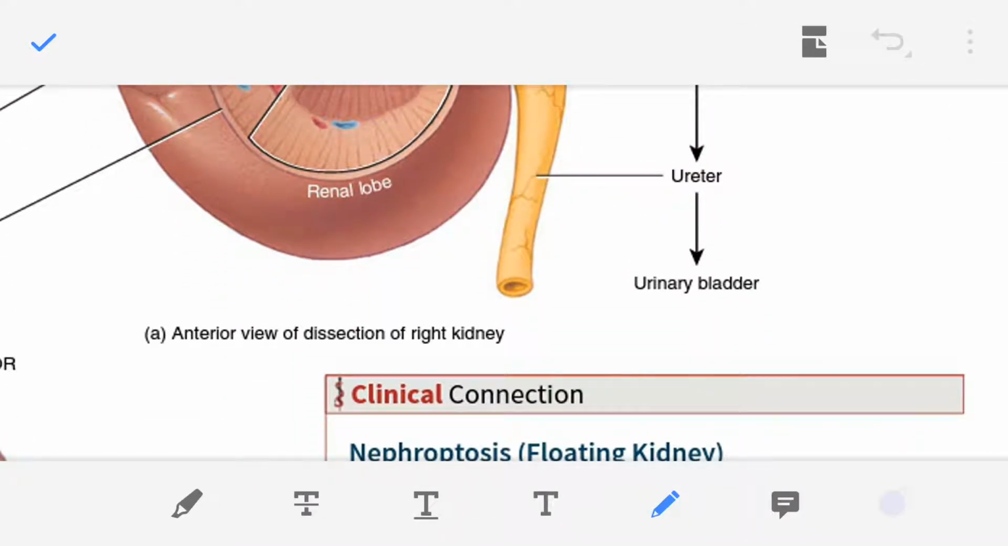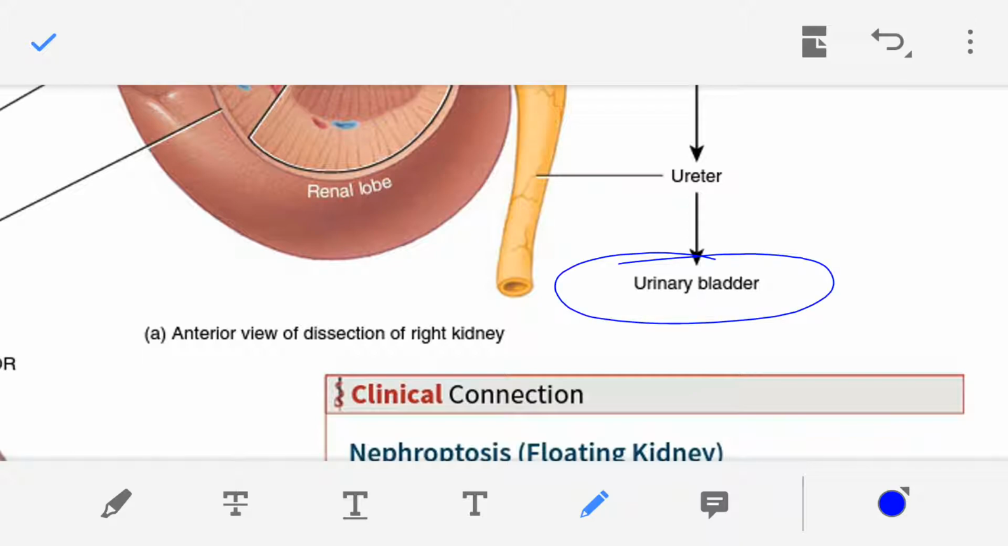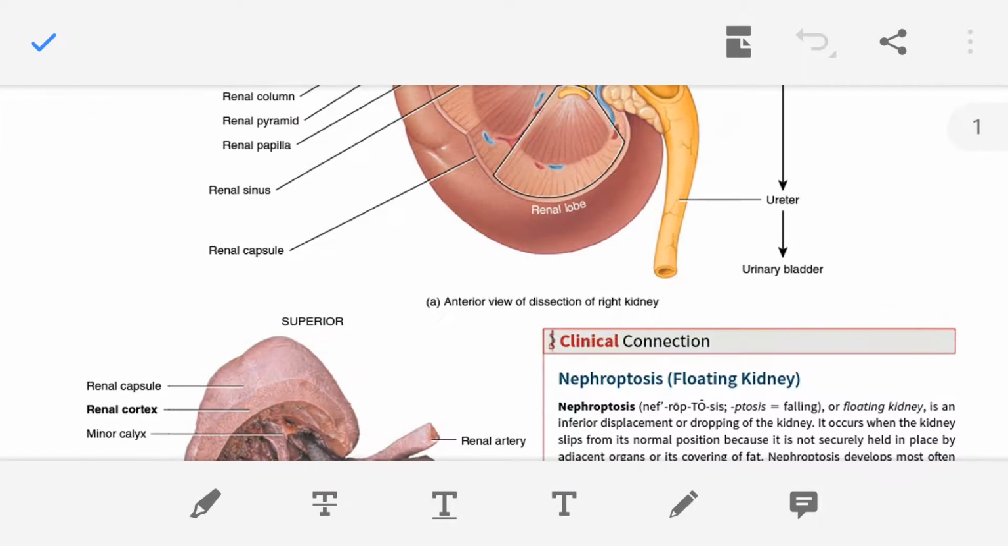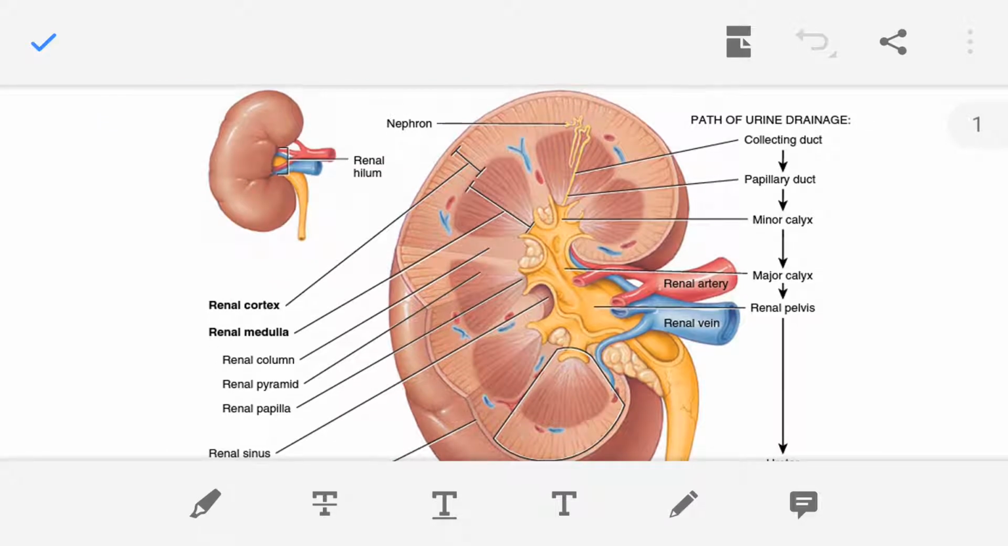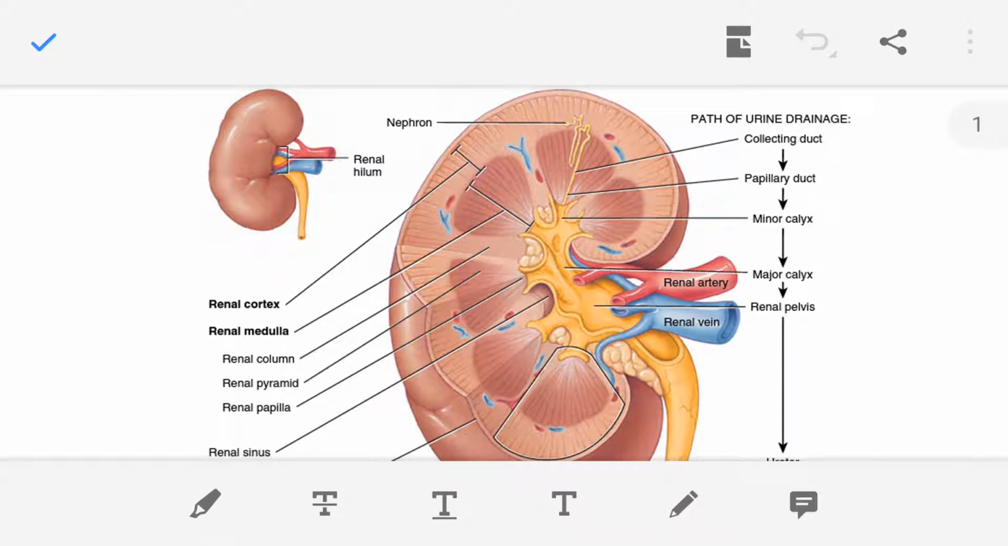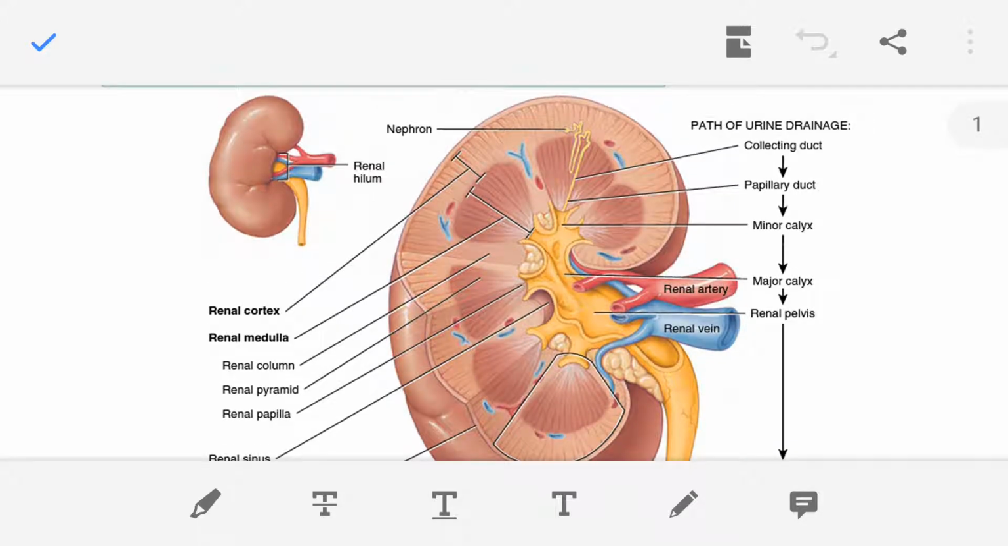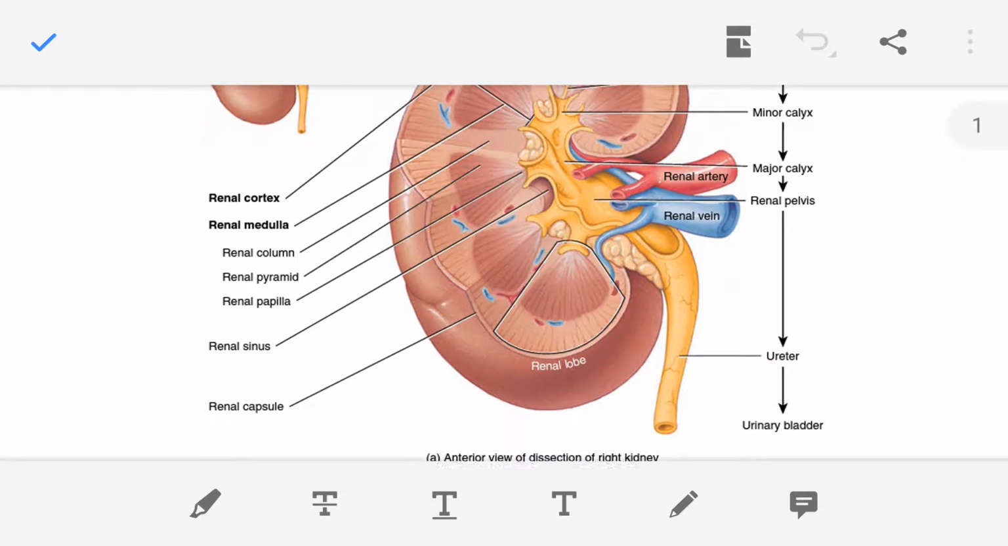Now this ureter opens into the urinary bladder. Urine stays in the urinary bladder for a time, filling drop by drop, and finally when it is fully filled, we feel the urge to urinate, and from the urinary bladder through the urethra the urine passes, and we urinate outside our body. So this is the entire path of the filtrate and urine, where both fluids pass in the kidney.